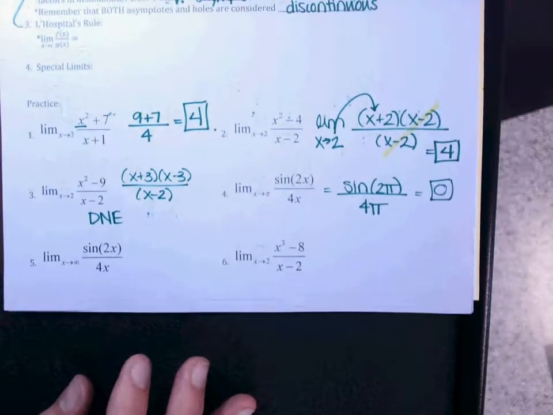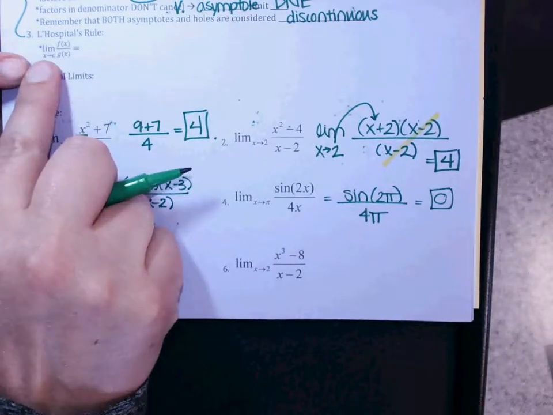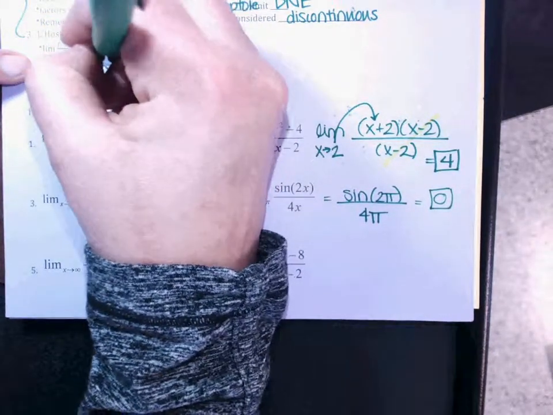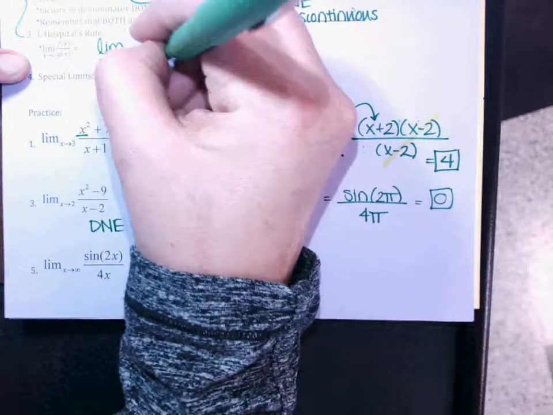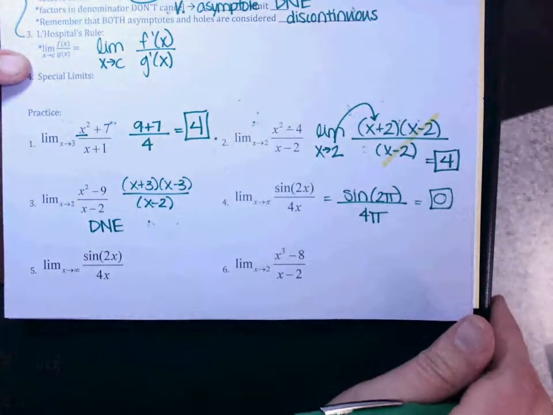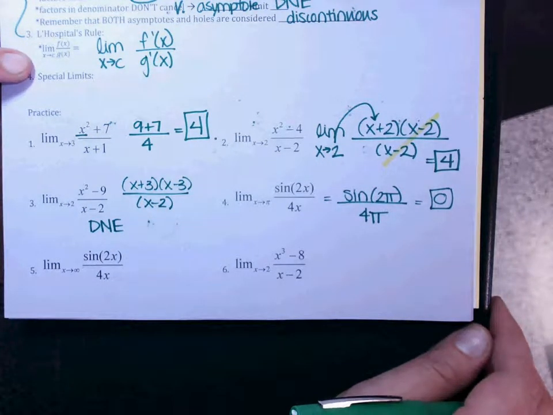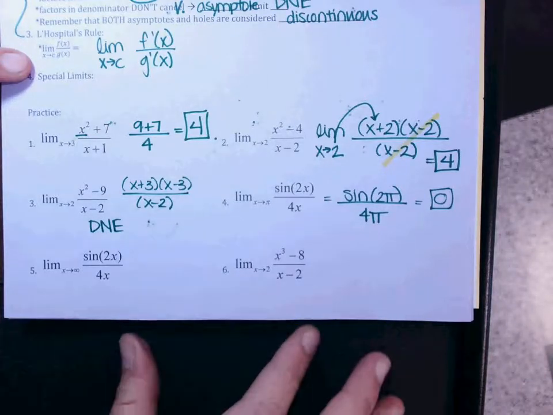So come back up right here. Okay, L'Hopital's rule says if you're trying to take the limit of a fraction, you're going to take the limit of f prime over g prime. We only spent like half of one day on this, so it's pretty easy, but basically L'Hopital's rule says you can still evaluate the limit, but you're going to take the derivative on top and on bottom and then plug it in.